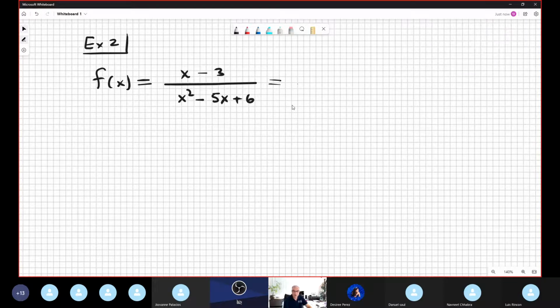Remember, a rational function is a function that you have polynomial divided by polynomial, no? That's the idea, right? And you express it always in factored form. On the top, no, the top stays the same.